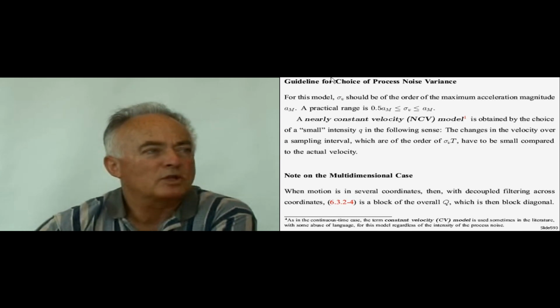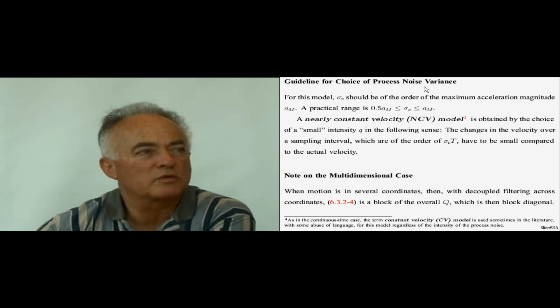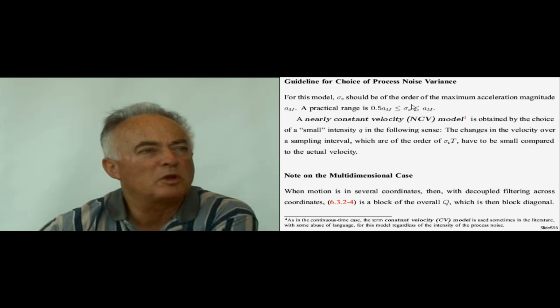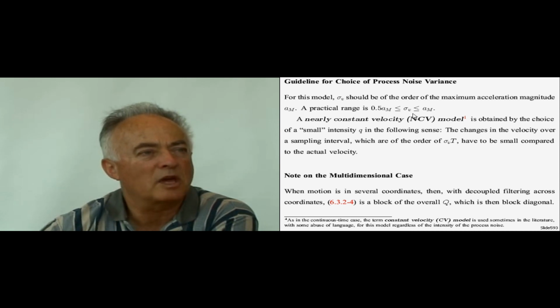So, based on this, the guideline for choosing the process noise variance would be similar to what we had before, namely sigma v should be of the order of the maximum acceleration magnitude a sub m, and the practical range would be sigma v between half a_m and a_m.